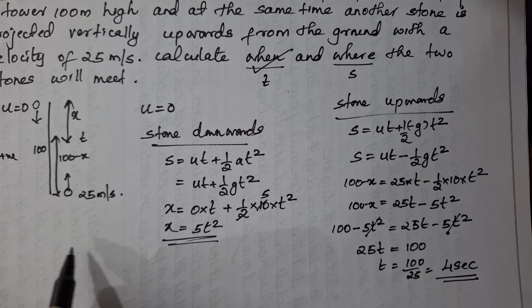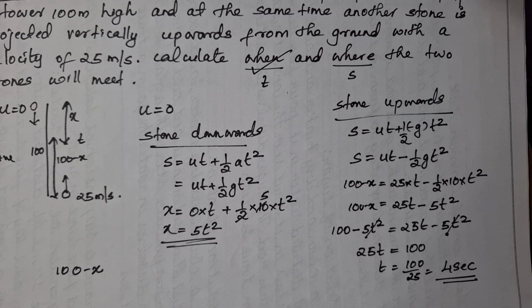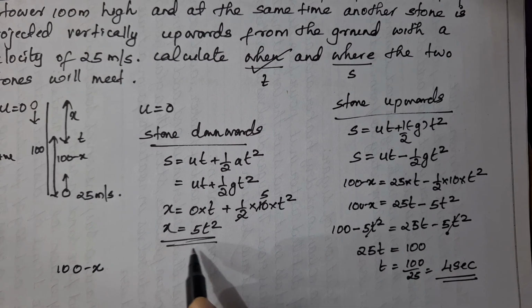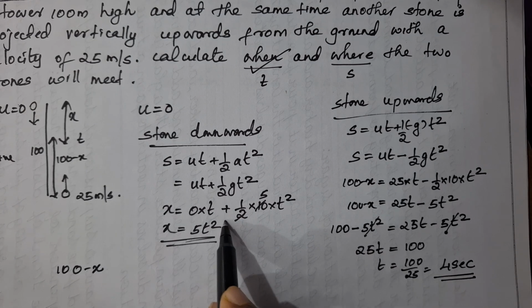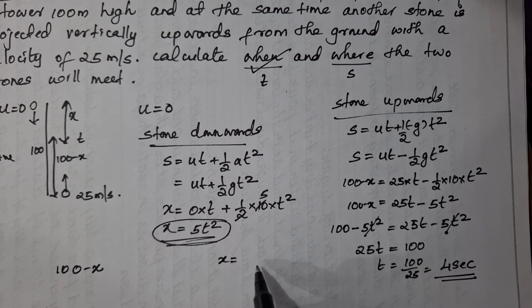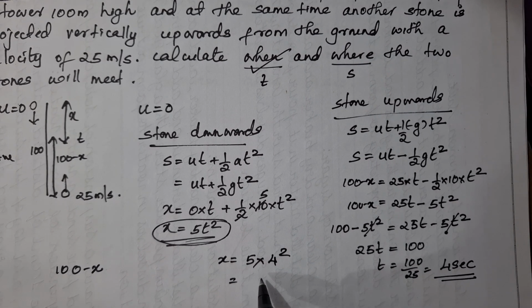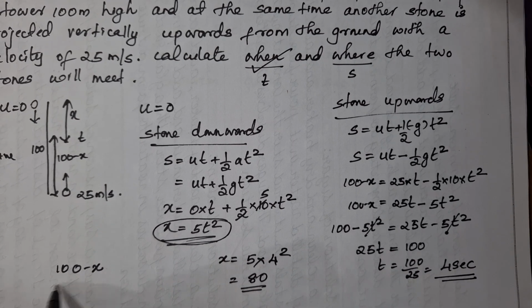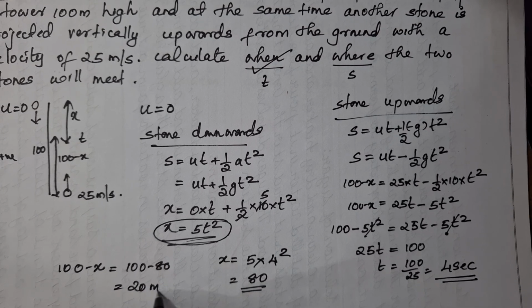So from the ground, what is the distance? It is 100 minus x, while x is the distance from the top. Then what is the value of x? Either equation you can use, but this is the simplest one: x is equal to 5t square, so directly we can find x. x is equal to 5 into 4 square, so 5 into 16, that will be 80. So 100 minus x is equal to 100 minus 80, that is equal to 20 meter.